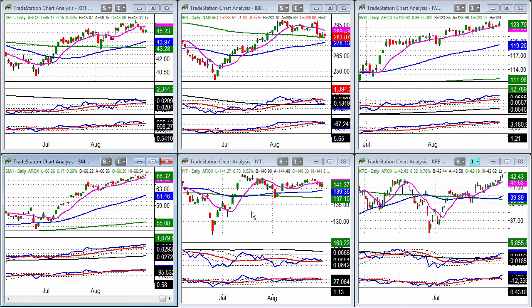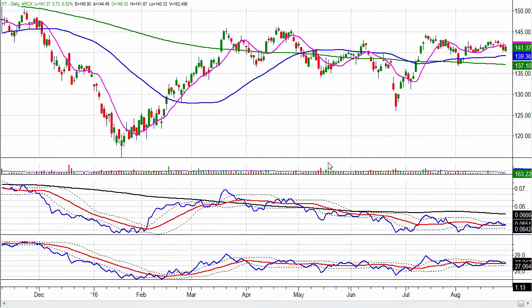So let's take a look at, oh, I'm missing one. Let's go to IYT here. So IYT, let's just take a look at it from the 10-day perspective for a second. It's closed 3 days under and really hasn't been able to get back over. If this thing doesn't get back over that 10-day, again, I would just wait until it does.